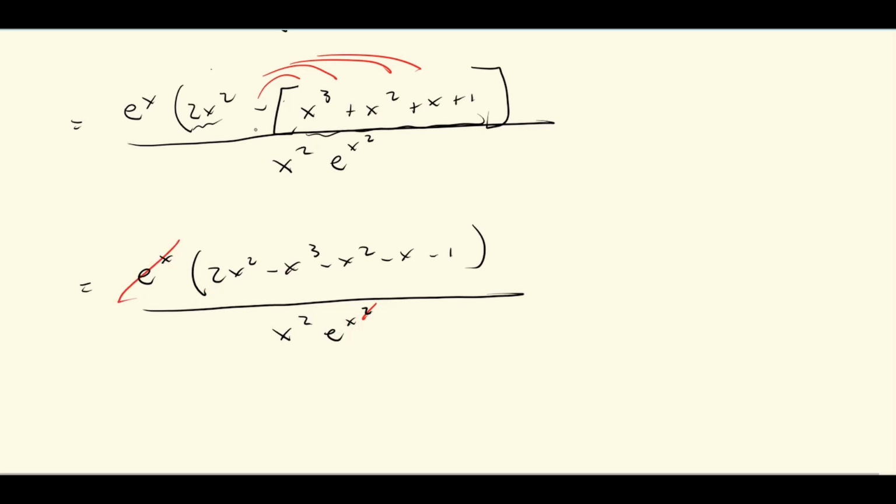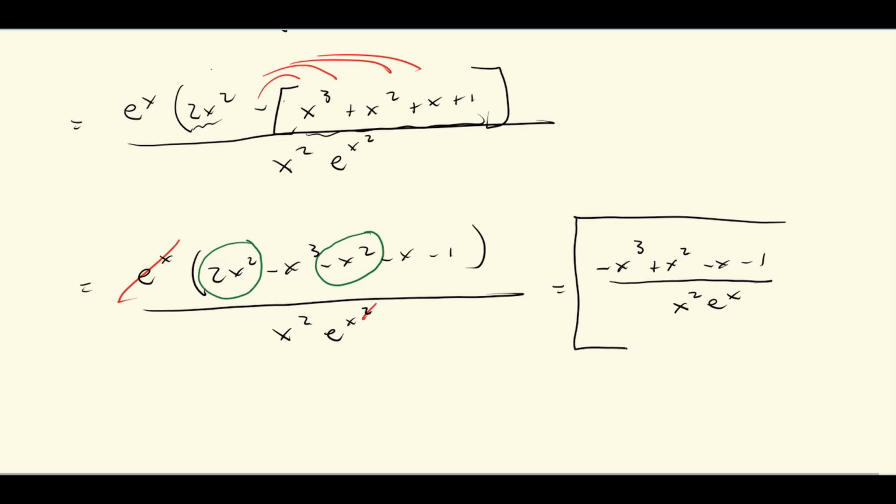And then, let's see, we can also combine like terms. So we got an x squared here, and we got another x squared here. So that gives us negative x cubed. We got a positive 2x squared minus 1x squared. So that's going to give us positive x squared minus x minus 1 divided by x squared times e to the x. And this is the simplified derivative.